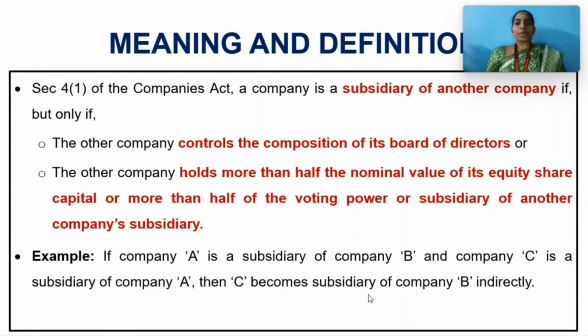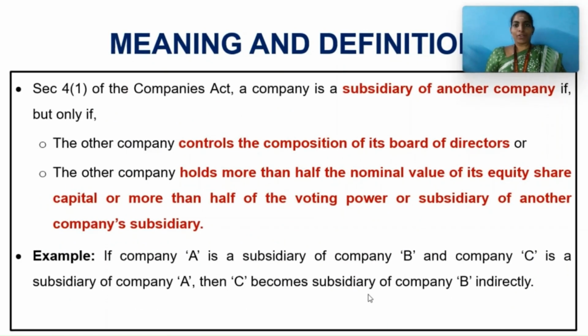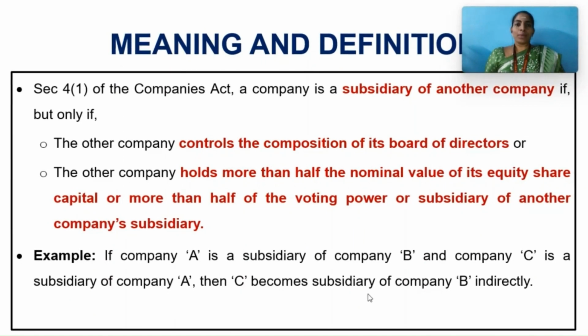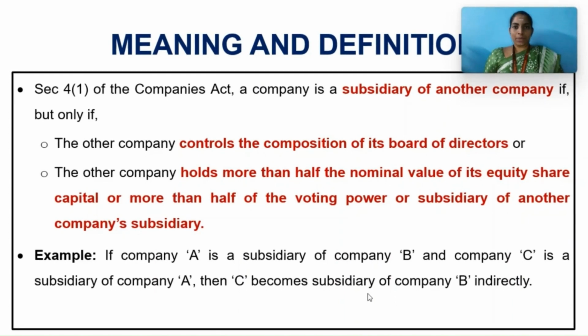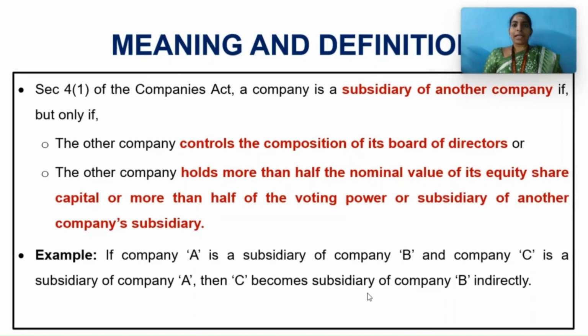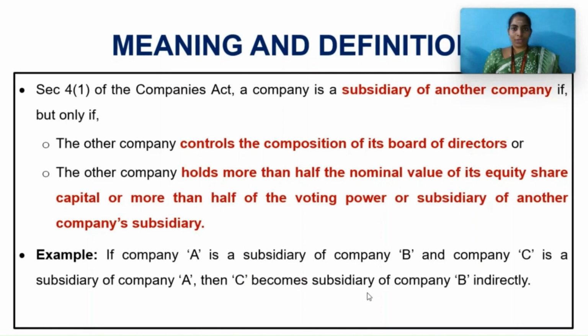In the same way, a subsidiary company can also be defined. A company is a subsidiary of another if and only if the other company is holding the maximum number of shares, that is more than 50% of shares of this company. Also, they can have the maximum voting rights as well as control over the composition of the board of directors.